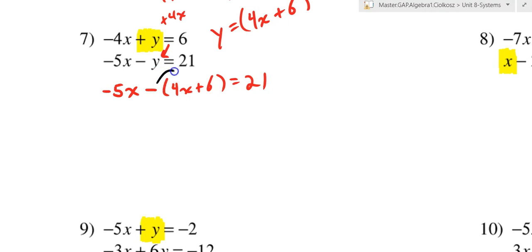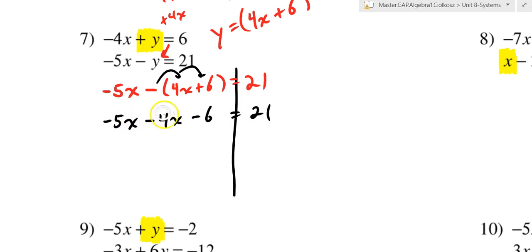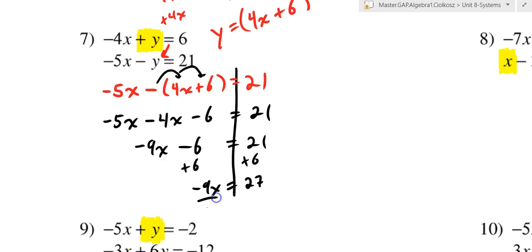From here, I need to distribute that negative, so it's like having a -1. So it'd be -5x. And again, for more notes on this, go back to reference the Unit 2 video. Same side, we're going to combine. Divide. I get x is equal to -3.